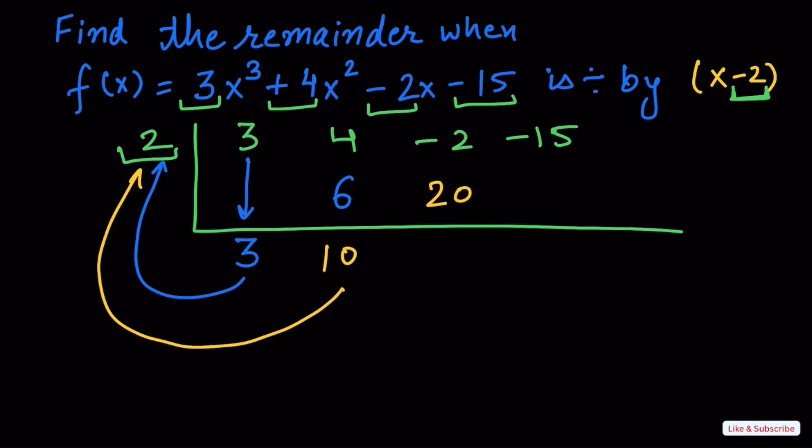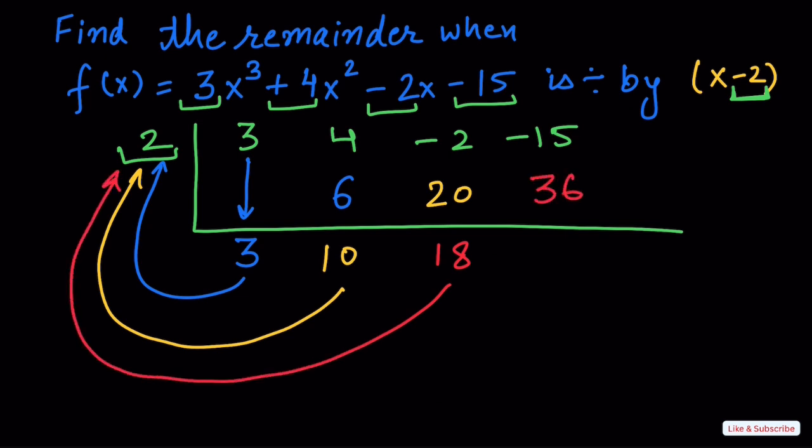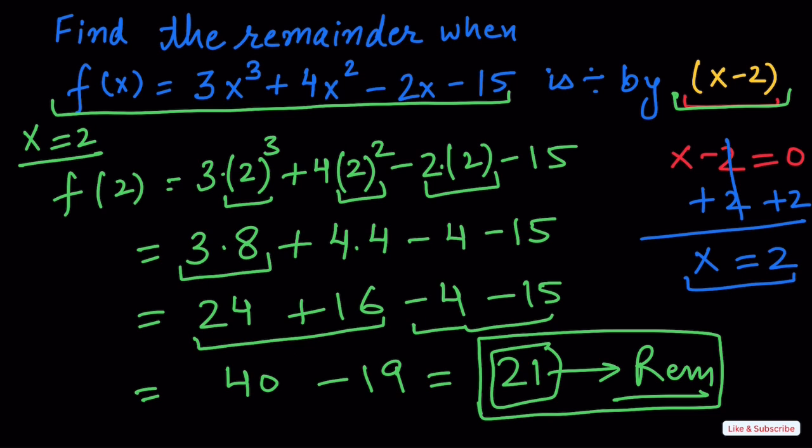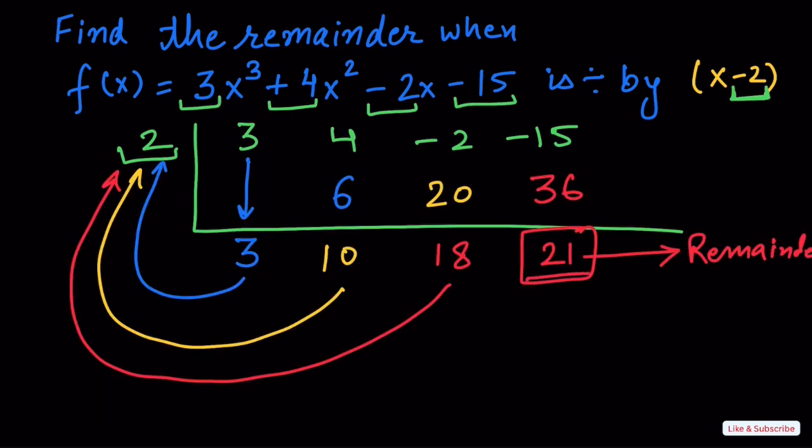Now what's negative 2 plus 20? That gives me 18. Now I'll multiply 18 with the number on the side, that is 2. 18 times 2 gives me 36. Now 36 minus 15 gives me 21. So the last number that came out over here is the remainder, and this is exactly the same number we got when we did it using the remainder theorem. That's 21. So that confirms that our answer is right.